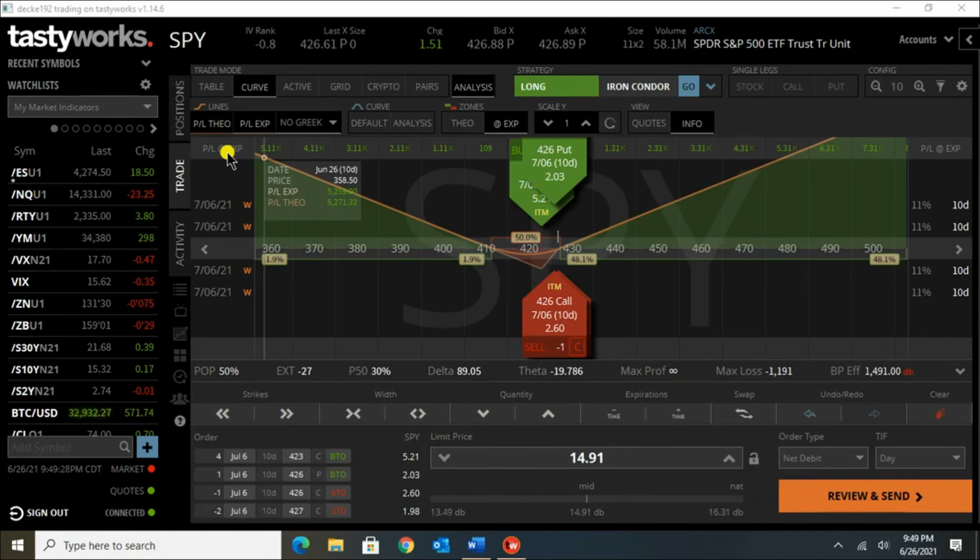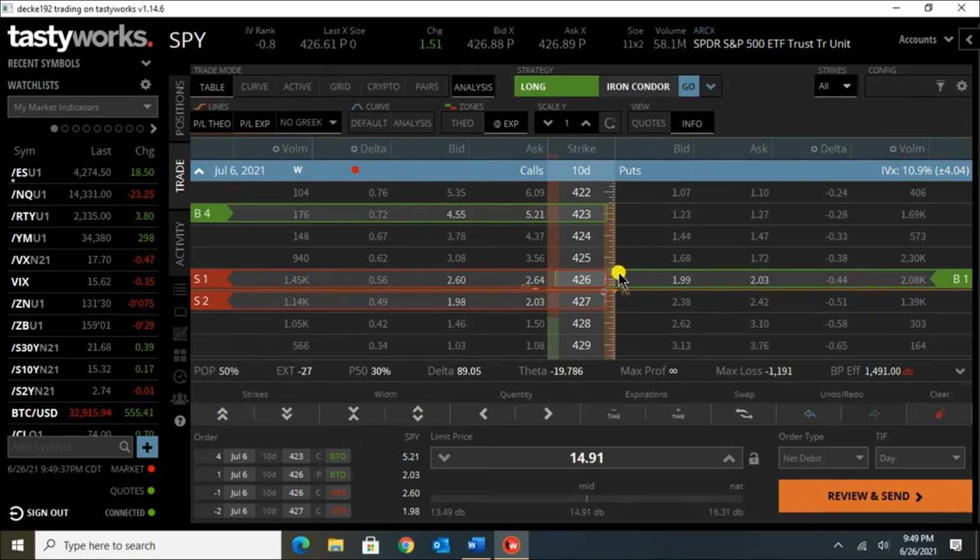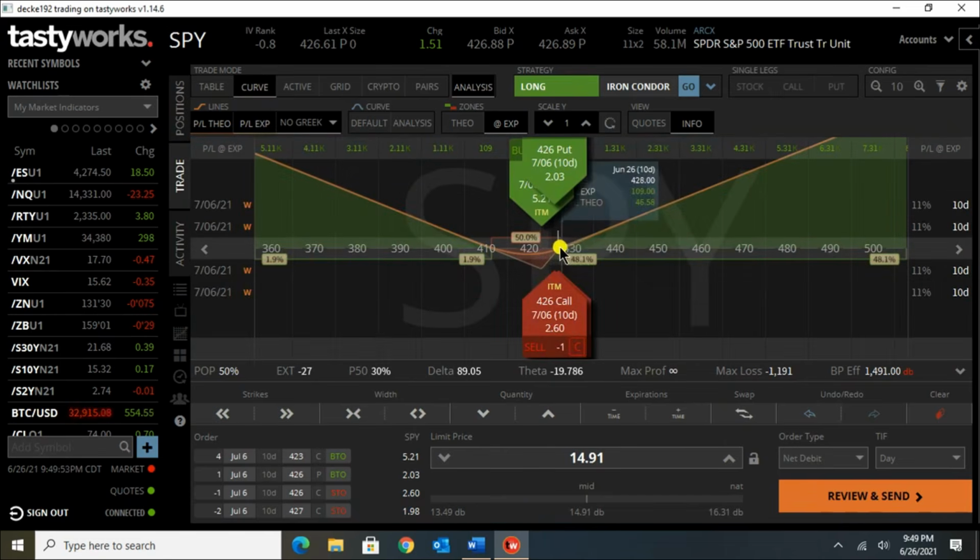And then I kind of touched on this. The valley of death here is your worst case scenario. Basically, what you don't want to happen is for SPY to gradually go down and sit at 423 on expiration. That's where your valley of death is. So you want it to either go up or you want it to crash. If it's a 1% down move over the week, that's kind of the worst case scenario.